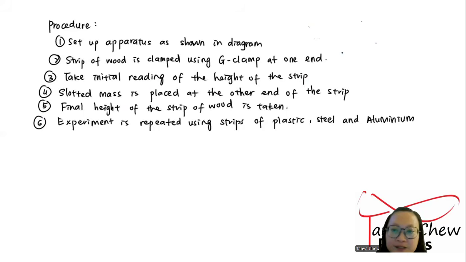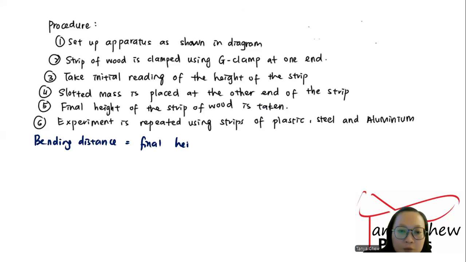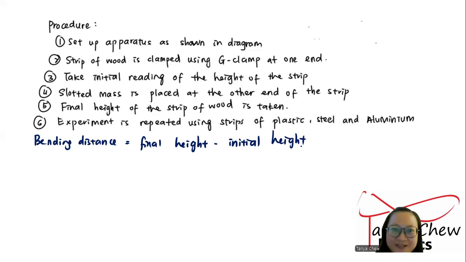So the bending distance is equal to final height, whichever is larger, or initial height minus final height, depending on how you clamp your meter rule. Right? And then you repeat your experiment by using strips of plastic, steel, and aluminum. Oh, this is one of the past year questions. That's all.